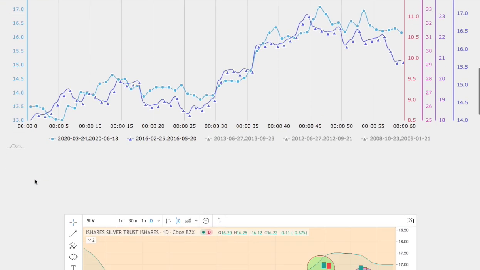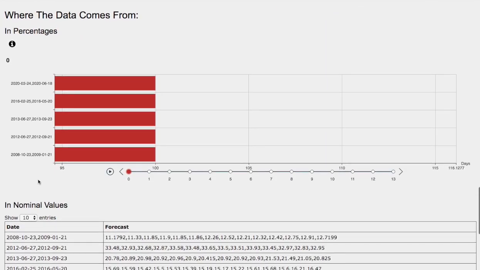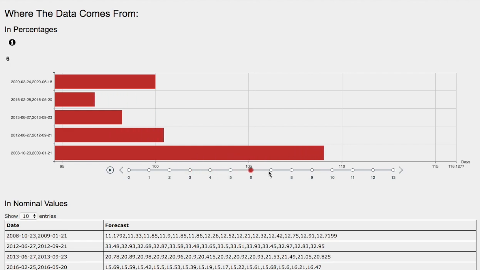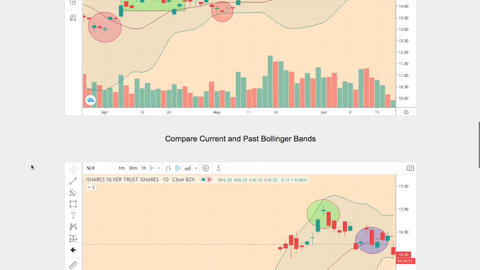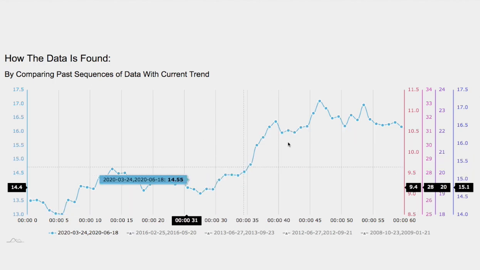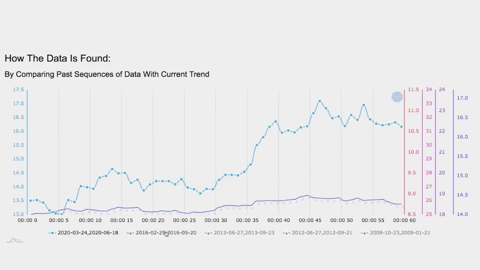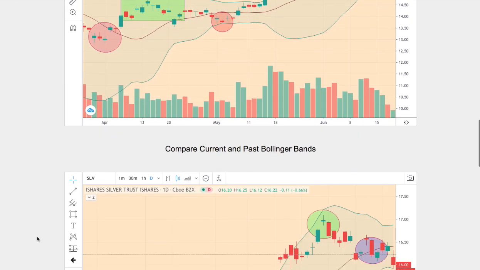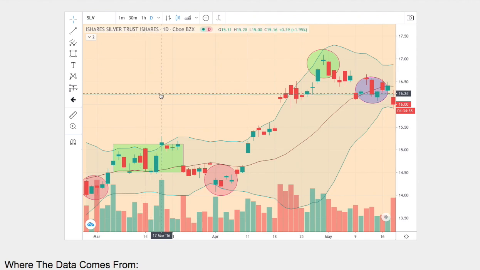So now let's examine the day-by-day forecast for silver futures. As we progress to the first day, 2 days out, 3 days out, 5 days out, 6 days out, 7 days out, which one of these models should we focus on? Ideally, the model that is best matched to the current trend. On the line graph, the blue line is the current trend, and overlapping it happens to be the best match. Right here we have our current trend, and below is the trend that we found on the line graph. And this dates back to February 25th to May 20th, 2016.